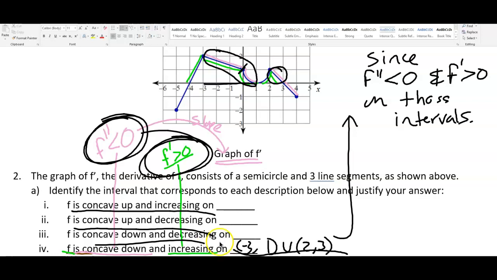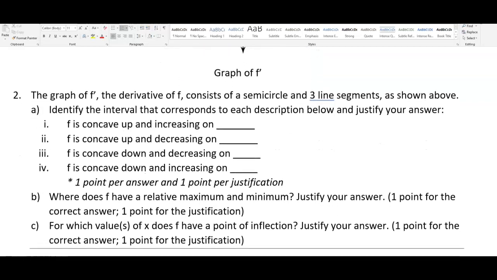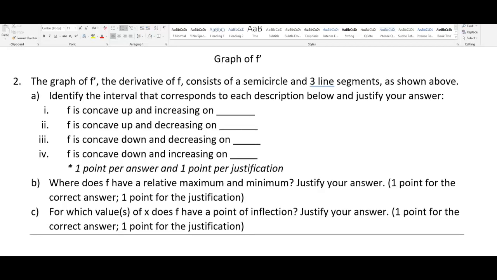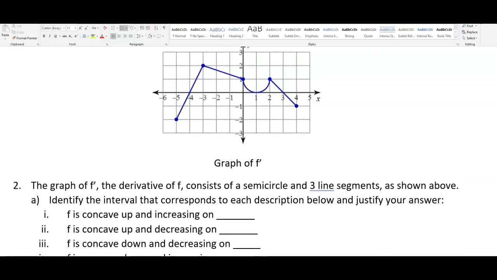Okay, let's continue on here. Where does f have a relative minimum and maximum? Okay, so where does f, not f prime, where does f have a relative min and max? I don't care where this graph has a min or a max. I care where does f have a min or a max. Now, you got to remember, we have a relative max anytime f prime goes from, we said before, positive to negative.